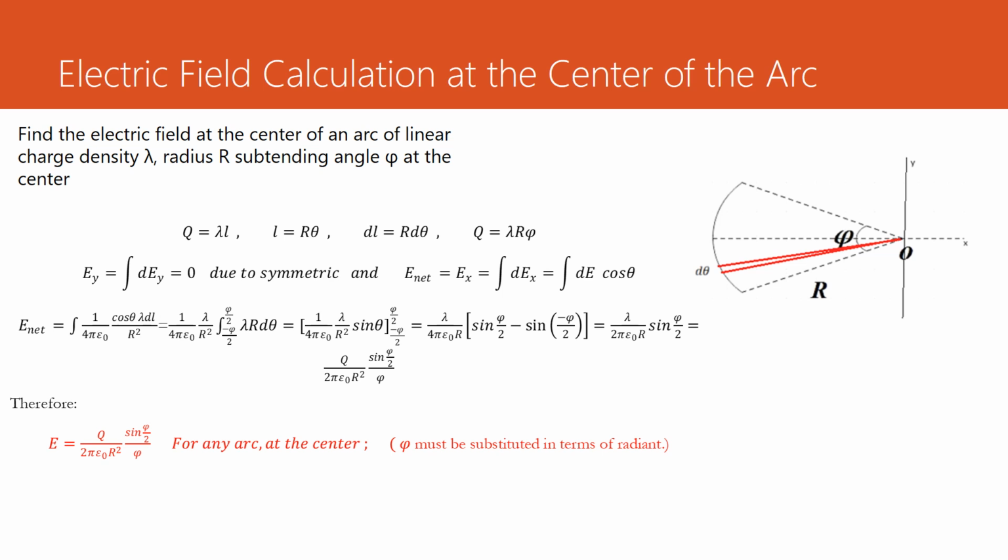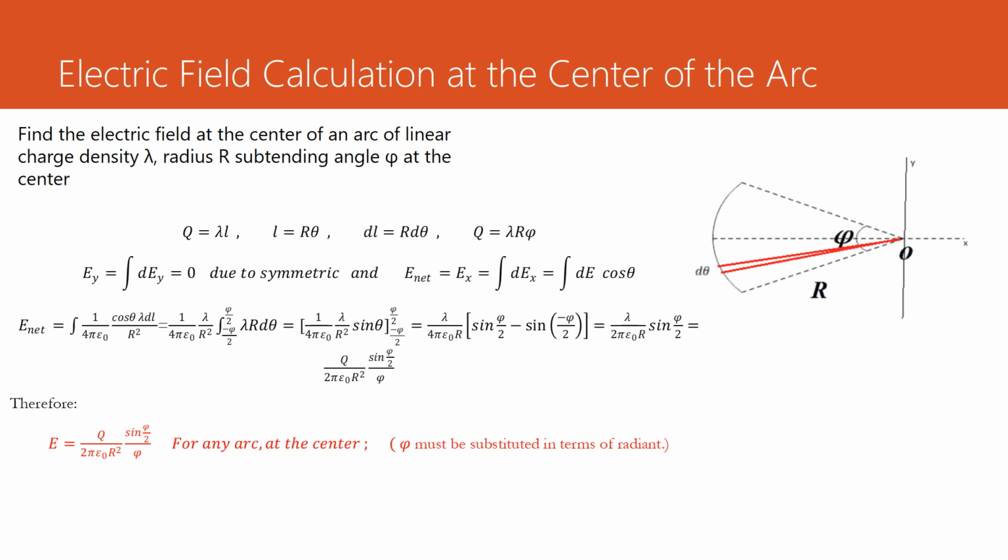Therefore we take the differential. dl, this small element, equals radius r multiplied by this small angle d theta. Therefore q equals lambda l, or dq equals lambda dl. Therefore q equals the integral of lambda dl, which equals lambda L itself, equals lambda r theta, with theta being your general angle. In this case, since we have phi, q equals lambda r phi.